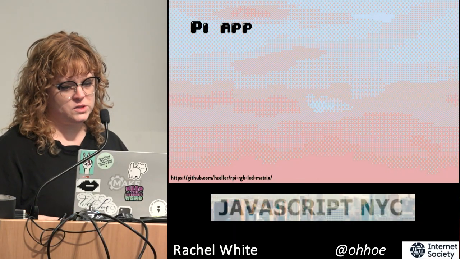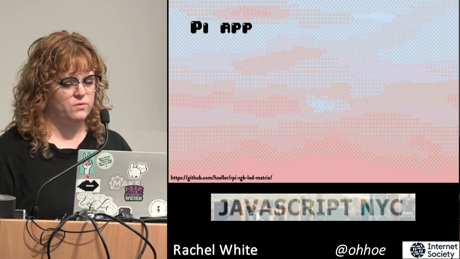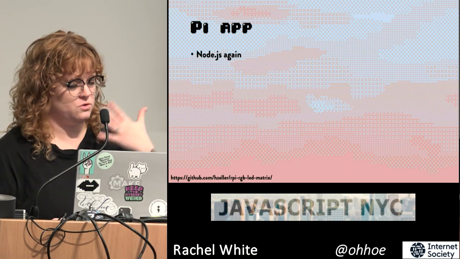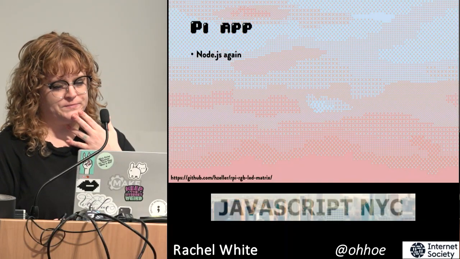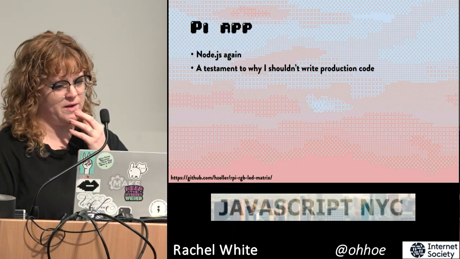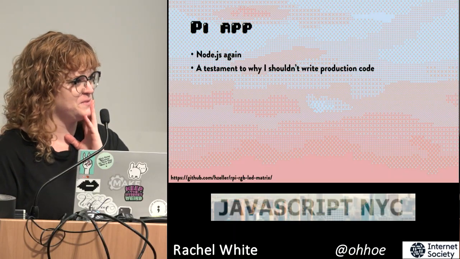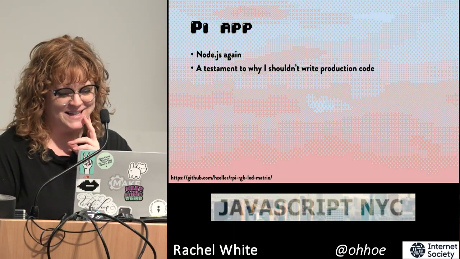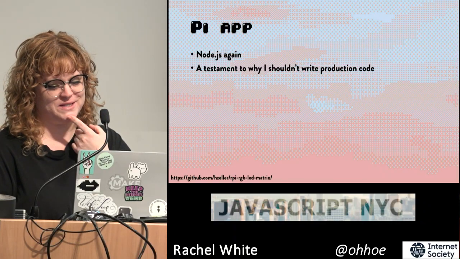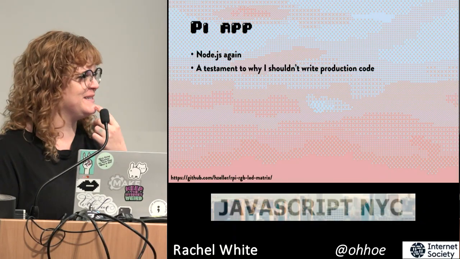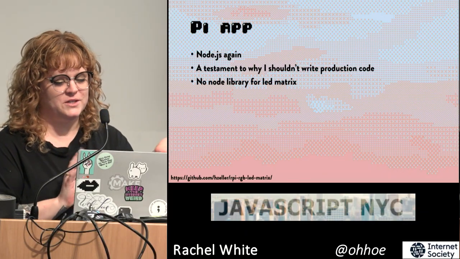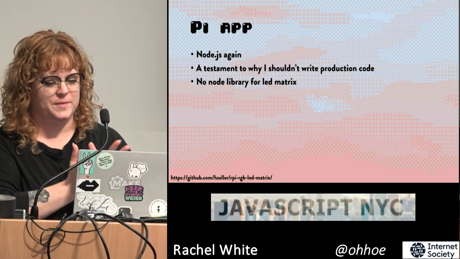So we're going to start with talking about the application that's running on the Raspberry Pi. It's Node.js, since that's usually what I write. It's also a testament to why I shouldn't be allowed to write production code and why I switched from software engineering to evangelism. I would definitely be responsible for a lot of the IoT botnet stuff if this was my full-time job. So I really just love to write fun, lazy code that gets the job done.